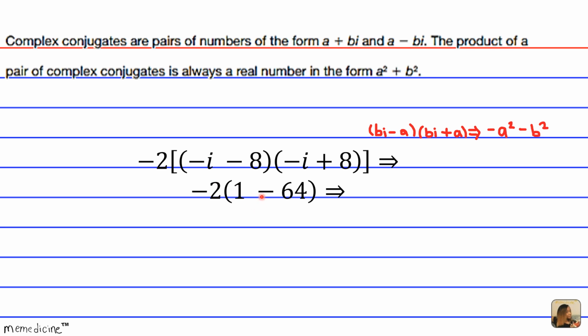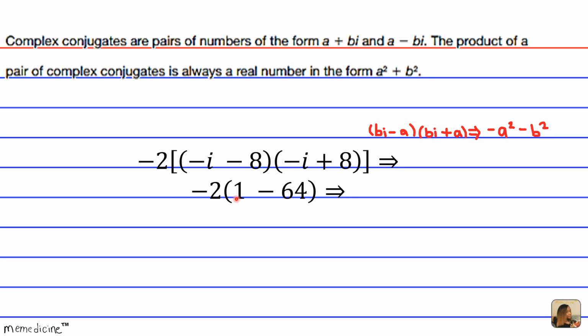So when we multiply everything out in an attempt to simplify, we get negative a squared, that's 8 times 8 is 64, and we're subtracting that because they have different signs. And then we get i times i, which is -1, but we have to also negate that -1, so we get 1, okay?